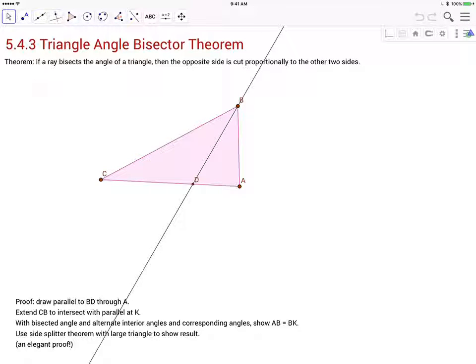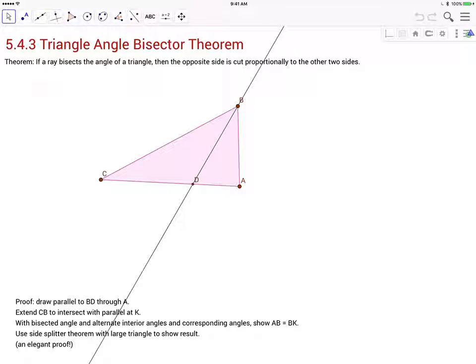Okay, 5.4.3, the triangle angle bisector theorem. Really a nice result, and not altogether obvious why this is the case. So let's review what the theorem says.